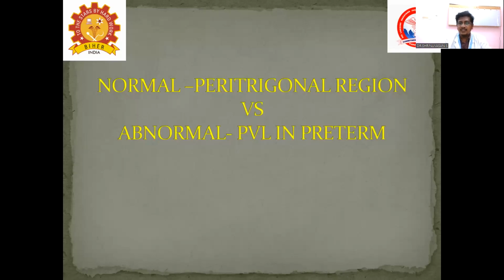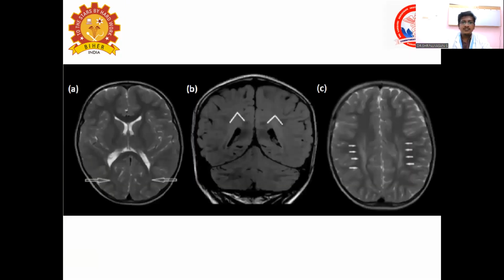Then how will the trigonal region appear? I told you, the trigonal region is the region close to the occipital horn of both lateral ventricles. So this is a trigonal region. This trigonal region is the white matter present between the posterior cortex and the occipital horn of the lateral ventricle. Here you can see this trigonal region.